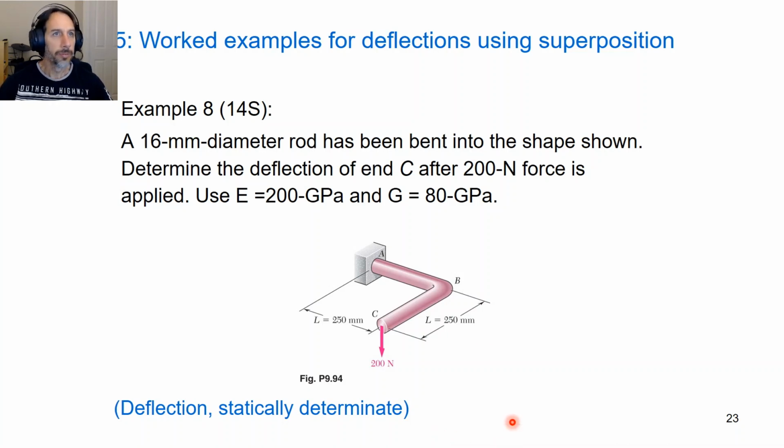Okay, one more example, I think. So this one we have something a little bit different. It doesn't look like your standard beam cases that we've been looking at so far, but we can still make use of those standard case formulae. Here we have an elbow, a rod bent into this elbow shape, a load here, and we need to work out the deflection at point C.